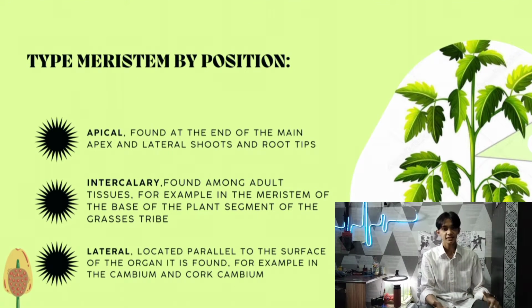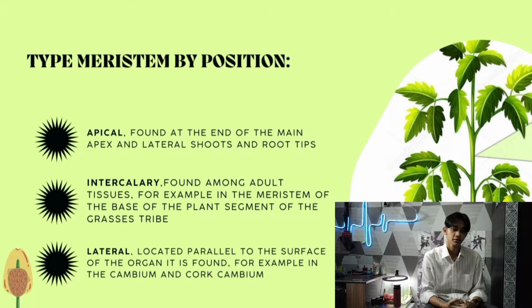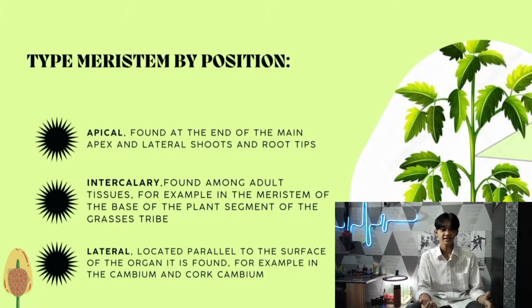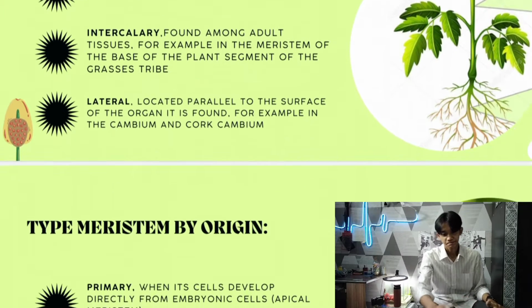Next, types of meristem by position. First, apical. Apical is found at the end of the main apex and lateral, shoot and root tips. Next, intercalary, found among adult tissues, for example, in the meristem of the base of the plant segment of the grass stripe. Lateral, located parallel to the surface of the organ, it is found, for example, in the cambium and cork cambium.